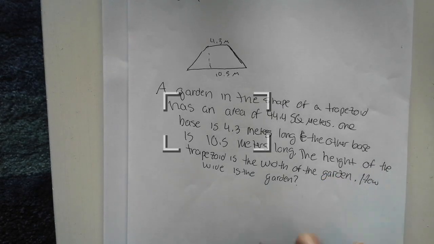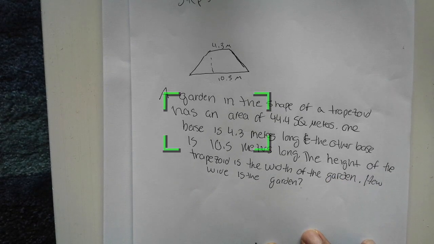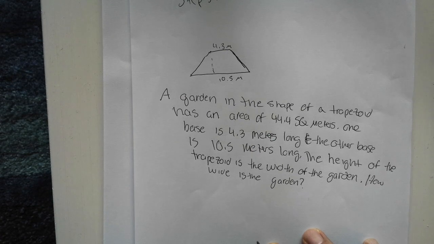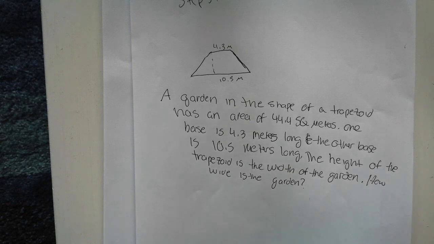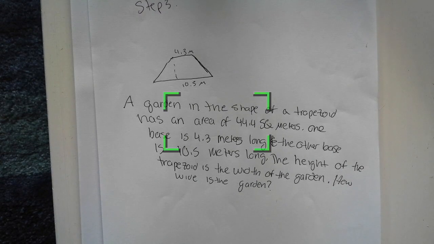A garden in the shape of a trapezoid has an area of 44 4/10 square meters. One base is 4 3/10 meters long, and the other base is 10 5/10 meters long. The height of the trapezoid is the width of the garden. How wide is the garden? Let me pause the video so you can reread the question on your own.